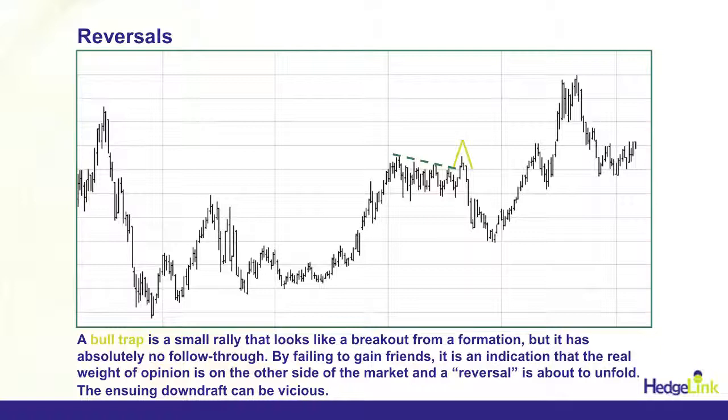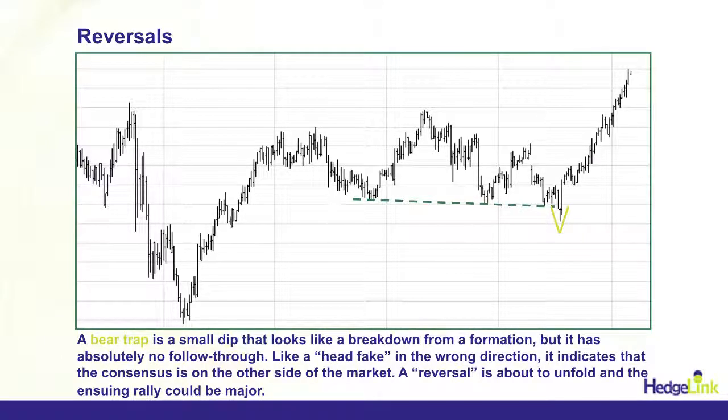But in this case, prices have absolutely no follow-through. By failing to gain friends, it's an indication that the real weight of opinion is on the other side of the market and a reversal is about to unfold. The ensuing downdraft can be vicious. So when a market tries to break out and tries to improve and it fails, watch out, because it's going to go the other way.